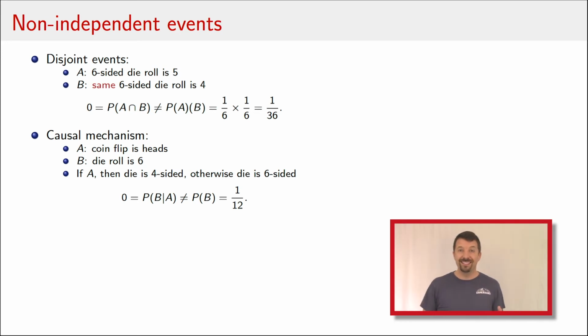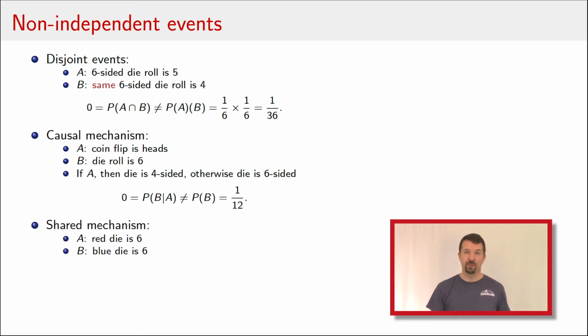Now, in this example, the two events were not independent because there was a causal mechanism between the two events. That is, the coin determined something directly about the die. In the next example, we don't have a causal mechanism, but instead we have a shared mechanism. So now we have our two dice, a red die and a blue die, and the event is that the red die is a 6 and the blue die is a 6. Those are the two events. But we have a third event of interest, and that's the coin. So here I'm going to call it D, and this event D is that the coin flip is a heads.